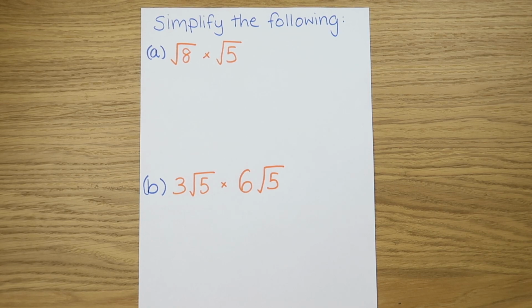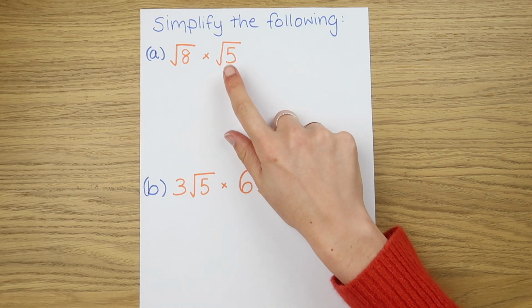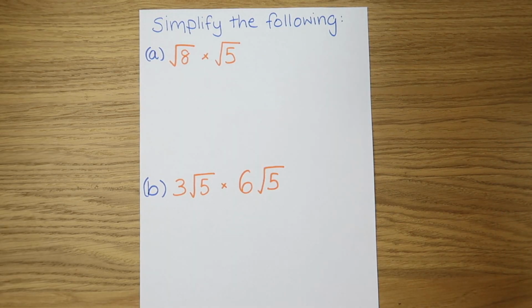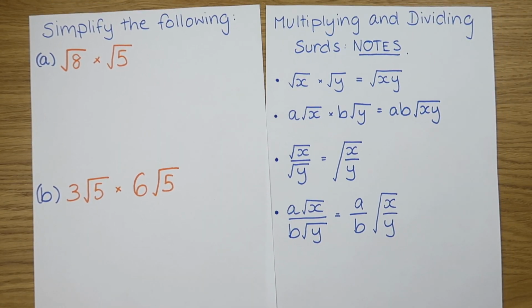I'm going to start off this video by showing you two examples where we would multiply two surds, and then I'm going to show you two examples where we would divide. So, looking at this first one, square root of 8 times the square root of 5. Very quickly I'm going to show you the surd rules, multiplying and dividing notes that I've written out.